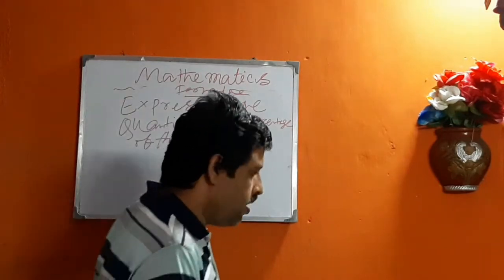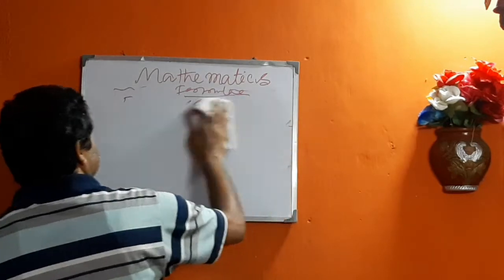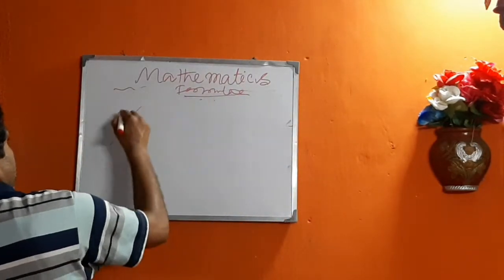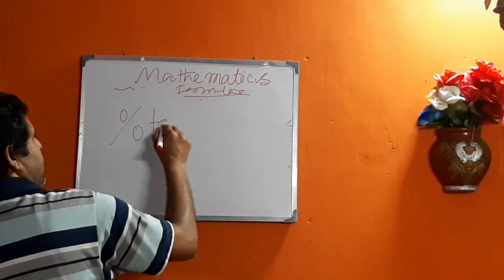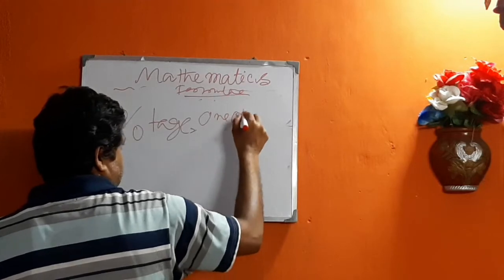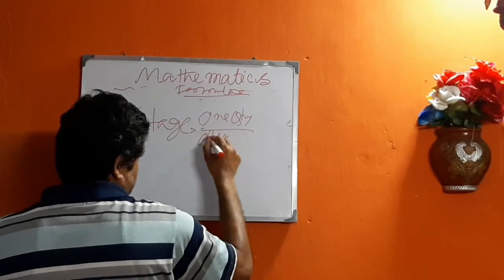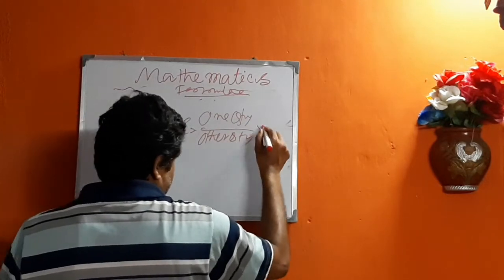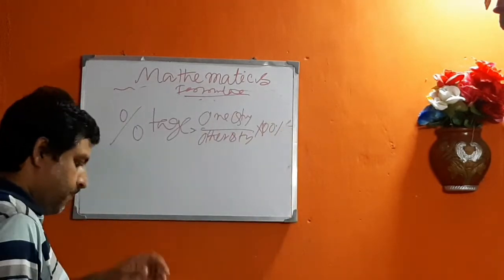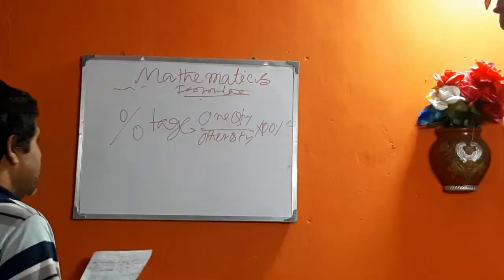So what will be the formula? The percentage equals one quantity divided by the other quantity, into 100, in percent. Let us discuss the matter taking an example. Suppose there is a question.